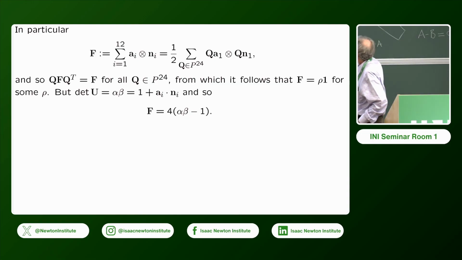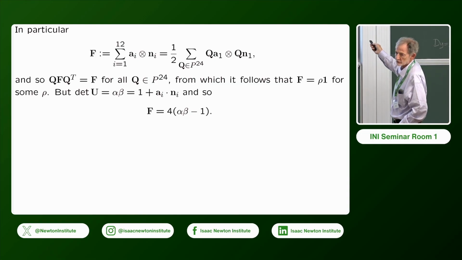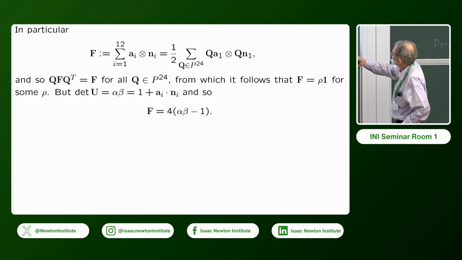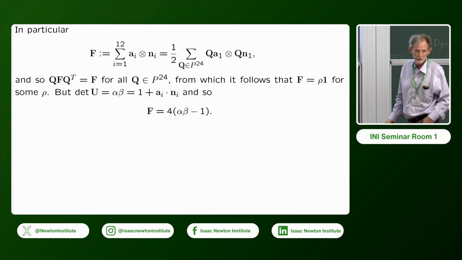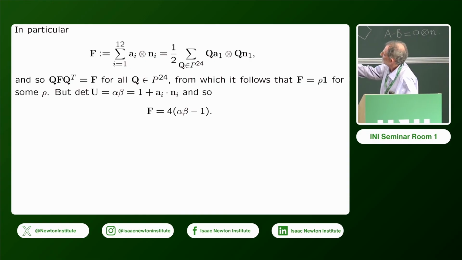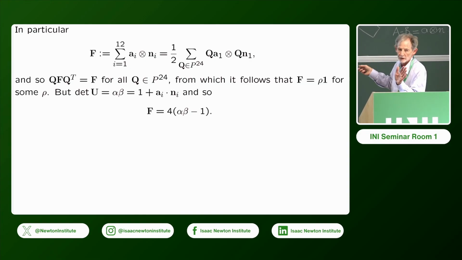But you can also work out what the trace of F is. That's because the determinant of U, which is alpha beta, is 1 plus a_i dot n_i. And of course, the trace of a_i tensor n_i is a_i dot n_i. And in that way, you get an explicit formula for F, the sum of the 12 a_i tensor n_i's. It's 4 alpha beta minus 1.